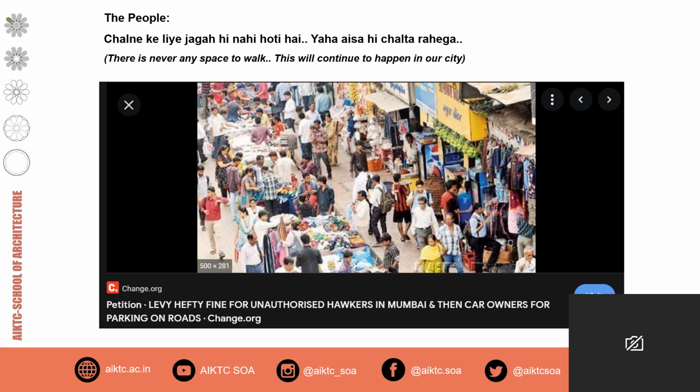We will now look at a few examples of how this particular issue has been handled by different stakeholders. So this is the people, represented by change.org in their petition to levy hefty fines for unauthorized hawkers in Mumbai and on car owners for parking on roads. This petition from the people is talking about their woes, saying there is never any space to walk, this is how it always goes. This will continue to happen in our city.